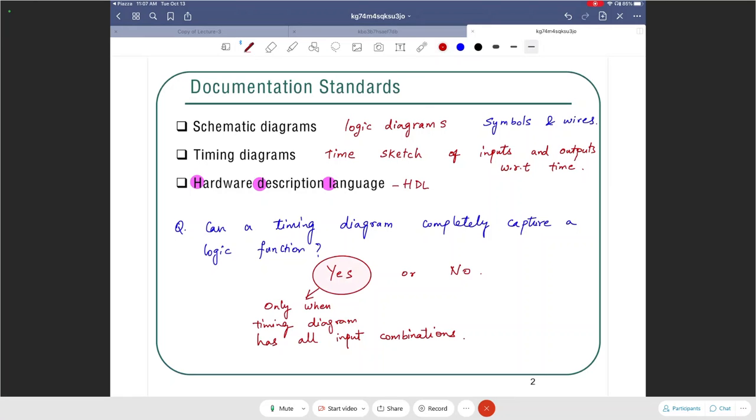And the two popular hardware description languages are VHDL and Verilog. VHDL is what you guys have been using for your studios. Verilog is another such hardware description language. There are pros and cons between VHDL and Verilog.